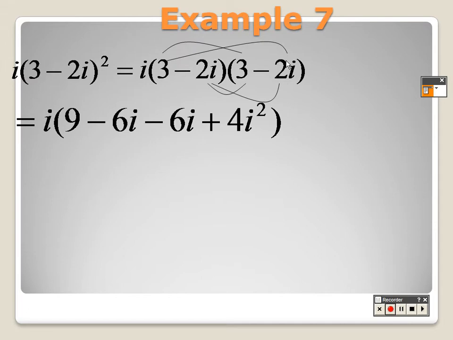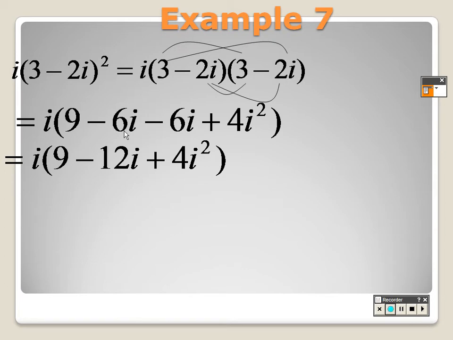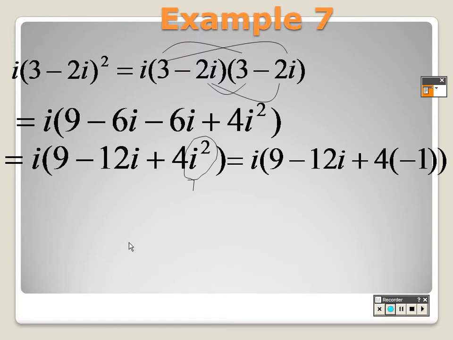3 times negative 2i is negative 6i. Negative 2i times 3 is negative 6i. Negative 2i times negative 2i is positive 4i squared. And when we combine our like terms, that's a negative 12i right there. That i squared I know is negative 1, right? And 4 times negative 1 is negative 4. And 9 minus 4 is 5.